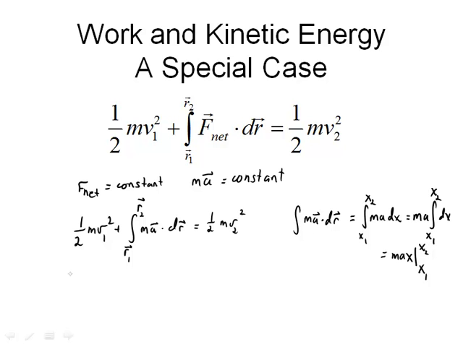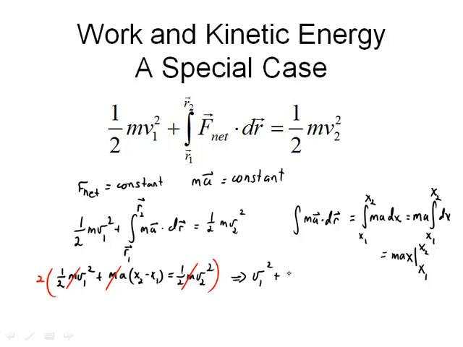Well, when I substitute that into the equation, you'll see I get 1/2 m v1 squared plus ma times x2 minus x1 equals 1/2 m v2 squared. So the masses will cancel out on all sides, and I can multiply both sides of the equation by 2. Once I've multiplied both sides of the equation by 2, this becomes v1 squared plus 2a delta x equals v2 squared.